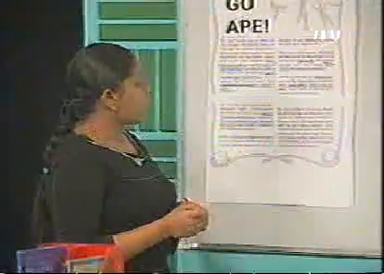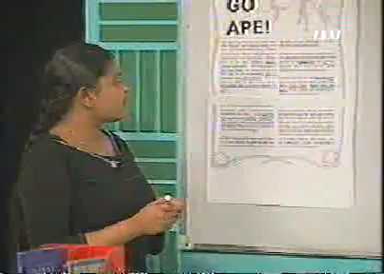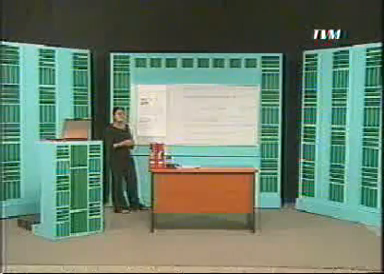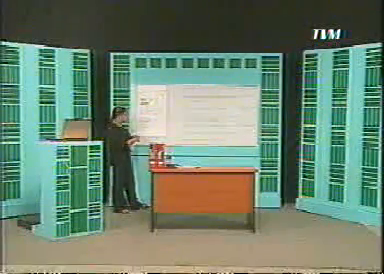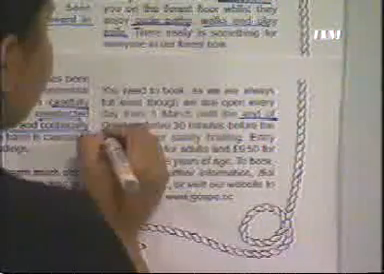You need to book as we are always full, even though we are open every day from 1st March until the end of October. In the last question, they ask you when is it closed, isn't it? So, here it says from 1st March it opens and ends on end of October. End of October would be the ending date, isn't it?